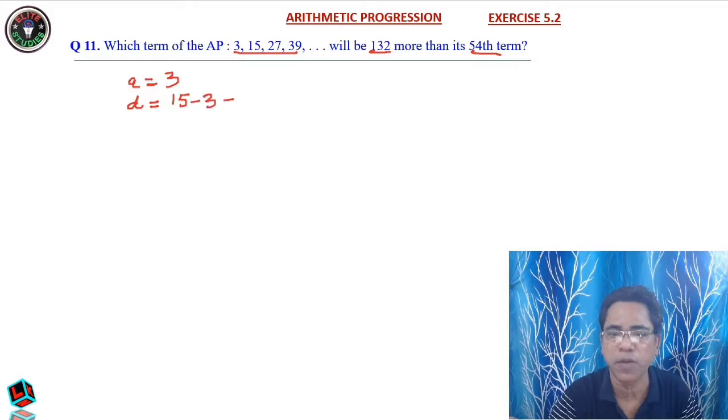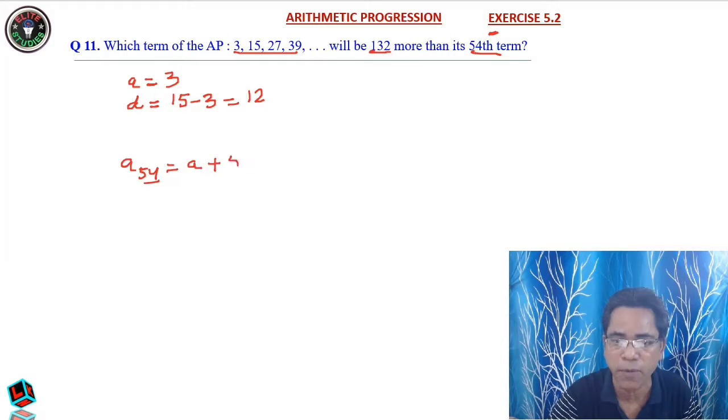We got the value of A and D, isn't it? One thing you must remember: in an AP, if you know the value of A and the value of D, you can get the value of any term. So now we need to find out what the 54th term will be. First of all, we will get A54. A54 will be equal to A plus, one less than 54, which is 53D.